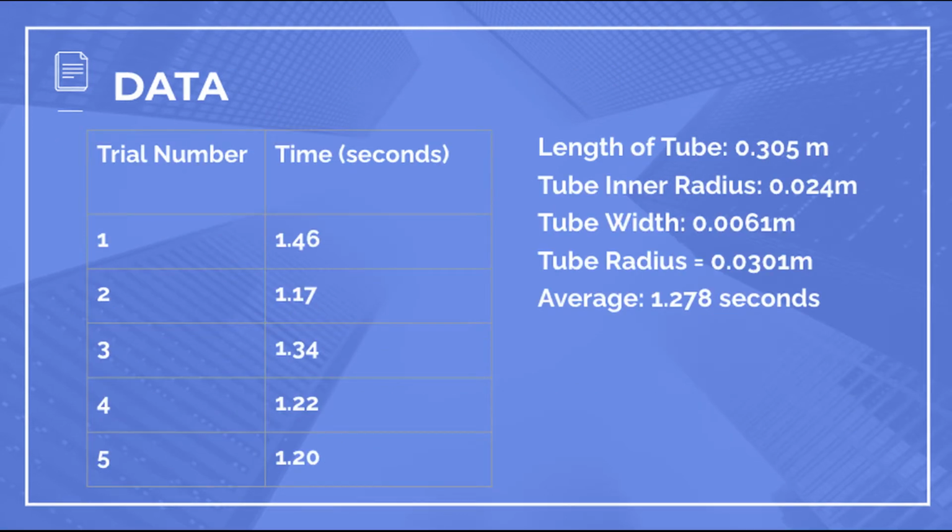So these are the results from my trials, and then also some initial measurements. The length of my tube was 0.305 meters, the tube inner radius was 0.024 meters, the tube width was 0.0061 meters, and then the tube radius, which is the width plus the inner radius, is 0.0301 meters. And then averaging the time from all of my trials, the average time for the magnet to fall through the tube was 1.278 seconds.